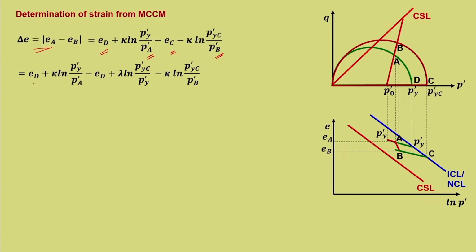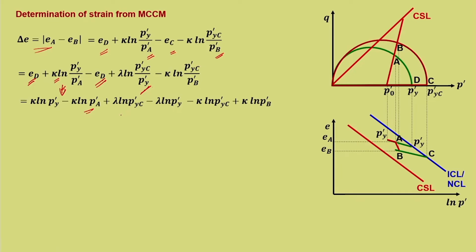If that is the case, delta E is equal to ED plus kappa ln P dash y upon P dash A minus, substituting the expression for EC in terms of ED, ED plus lambda ln P dash yc upon P dash y, minus kappa ln P dash yc upon P dash B. Now, this ED and this ED get cancelled off. Now, we have got rid of EC and ED. If we expand this, we can write kappa ln P dash y minus kappa ln P dash A, plus lambda ln P dash yc minus lambda ln P dash y, minus kappa ln P dash yc, and minus of minus will become plus kappa ln P dash b. Now, we can rearrange the terms.